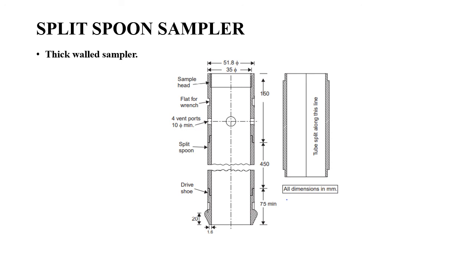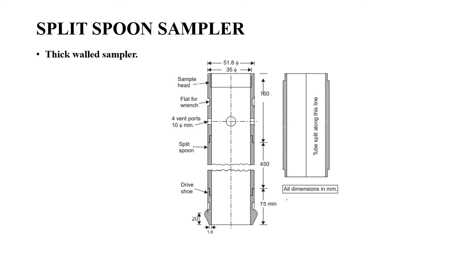We have seen the use of the split spoon sampler in the standard penetration test, where it is widely used as a penetrometer. It not only penetrates into the soil, but also helps in collecting the soil samples from the depth at which the SPT was conducted. Once you have collected the soil sample into the sampler, this whole assembly will be taken out of the hole.